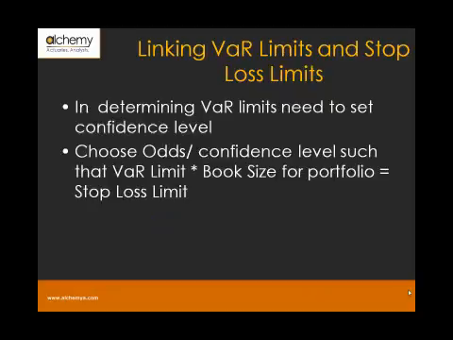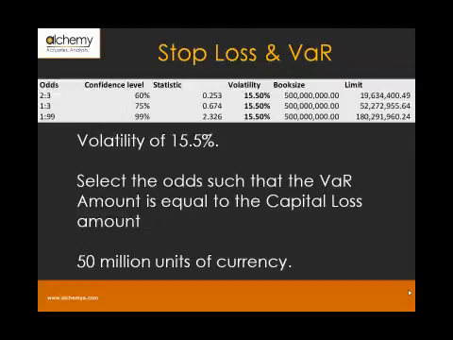So if you go back to the value at risk example, VAR is worst case loss over some time period or holding days with some minimum level of confidence. The way we link the two is we pick a VAR limit at a confidence level in such a fashion that the VAR limit times book size is equal to the stop loss limit times book size. So an example would help. I've assumed that I have volatility of about 15.5%. My book size is 500 million. That's the number that I came up with initially.